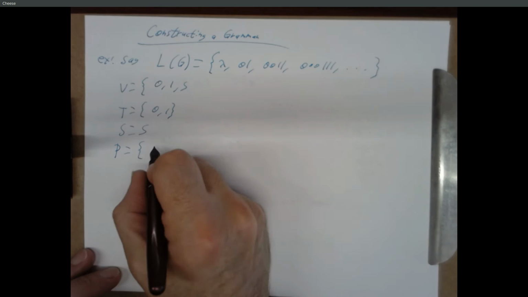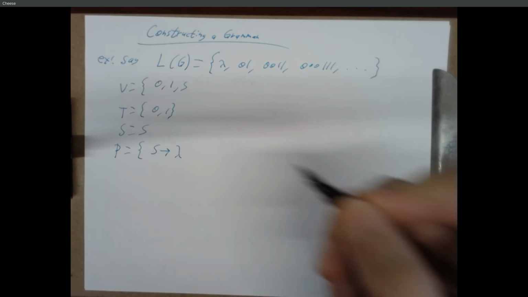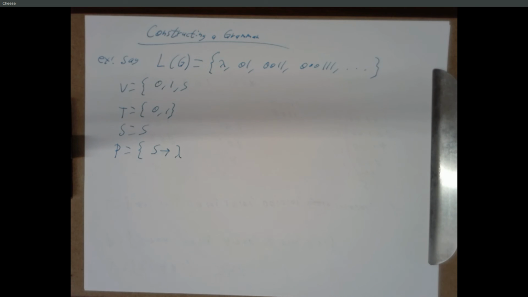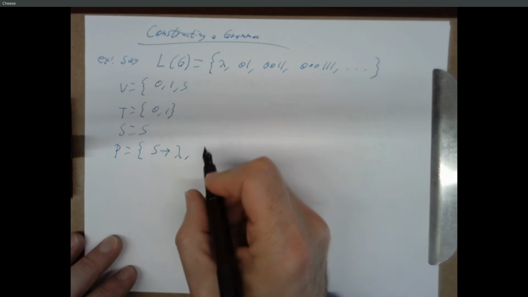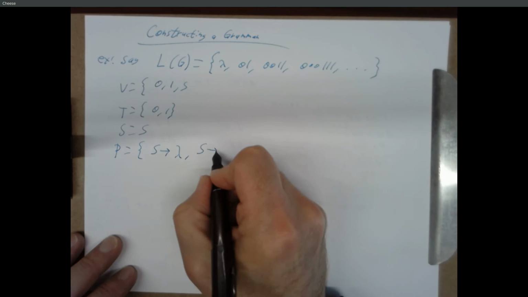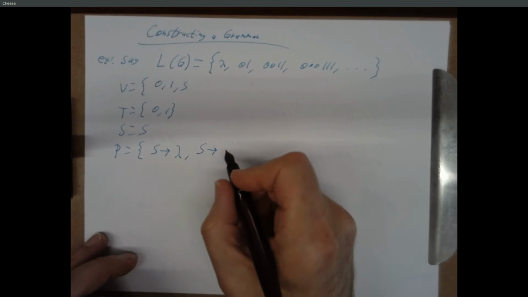And we need at least one production rule which says S changes into something. The first symbol, possibly? S could change into lambda. Perfect. That makes lambda part of our language. And then we'll need some other rules if we don't want to represent only the empty string. So we'll have at least one other rule. S goes into something. S could go to 01.